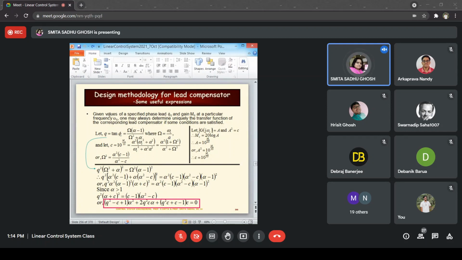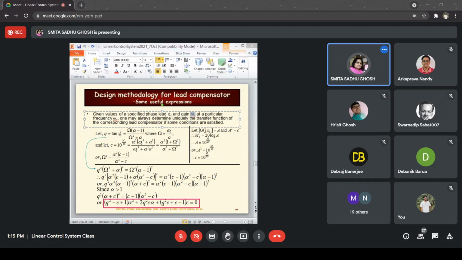So given values of a specified phase lead phi c, let us say that we require 50 degrees of phase lead from our compensator. We denote that phase lead by phi suffix c, and say we require some amount of gain from the compensator that is denoted as m suffix c, right?